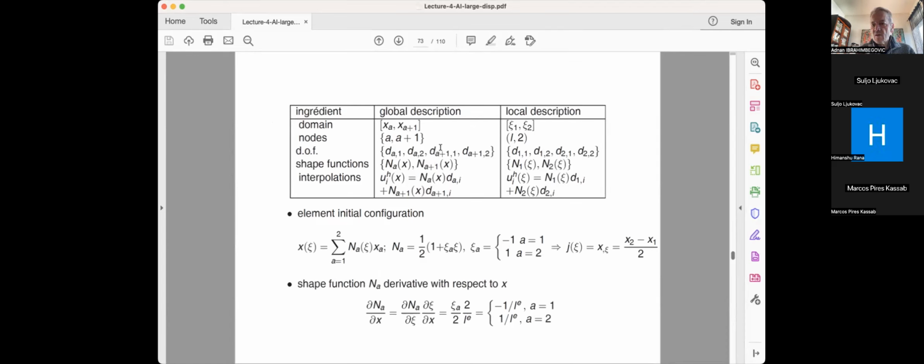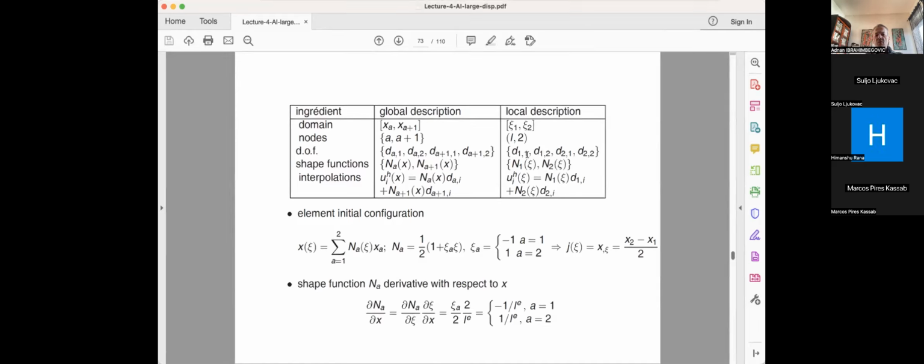Then the nodes which are on any truss element, globally placed A and A plus 1, here they become 1 and 2. Degrees of freedom were before dA 1 and 2, dA plus 1, 1 and 2. Here they become d1,1 and 1,2, d2,1 and 2,2. So the first index is the node, and the second index is the direction in which you go. The comma in between should not be interpreted as a partial derivative. One has to understand the notation as you go along.